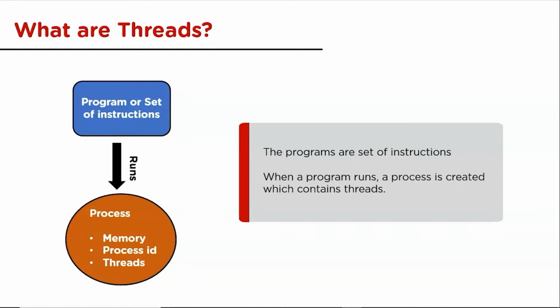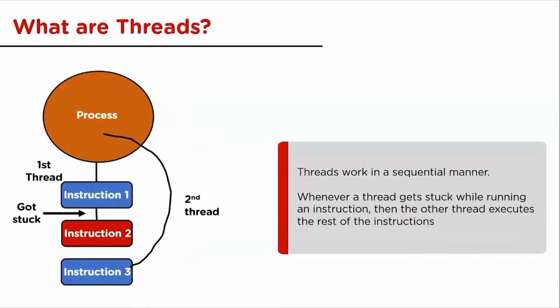Every process has at least one thread or more than one thread. Threads help with high performance applications and they work in a sequential order, one after the other. Whenever a thread gets stuck while running an instruction, then the other thread executes the rest of the instructions. So these were threads. Now, as we have understood threads, let's learn about coroutines.